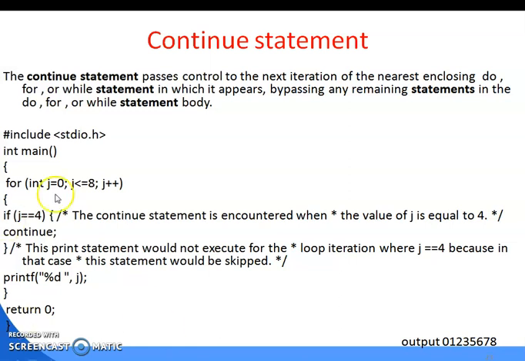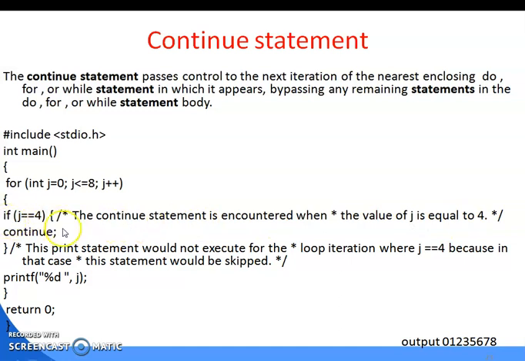That means, #include <stdio.h>, int main, for int j equal to 0, j less than 8, j plus plus. If j equal to 4, continue. Next, close this for block and print percentage d, j, return 0. What will happen is that the continue statement is encountered when the value of j is equal to 4.